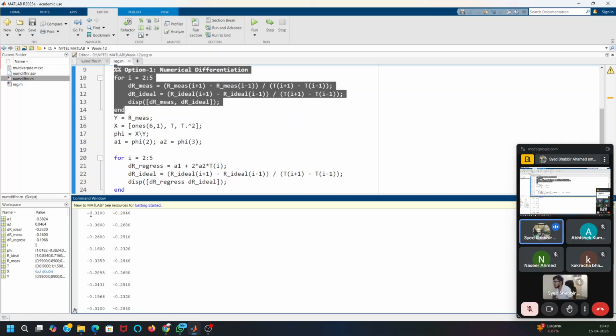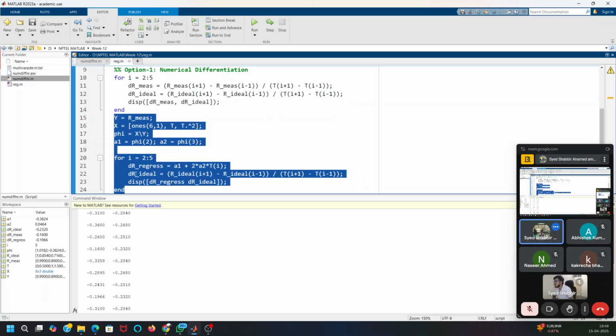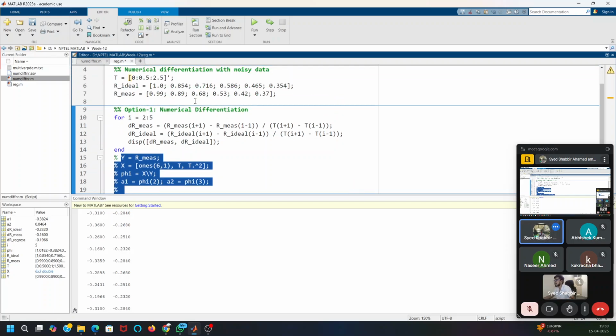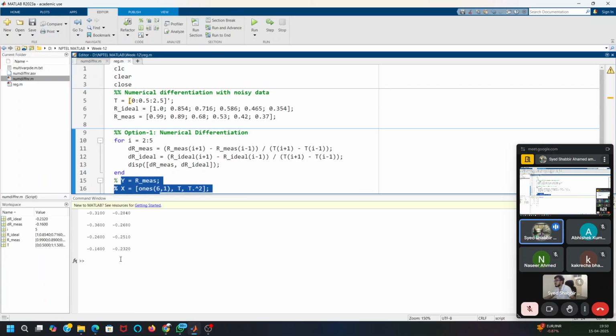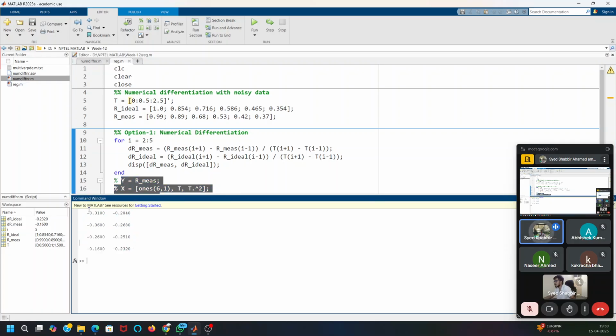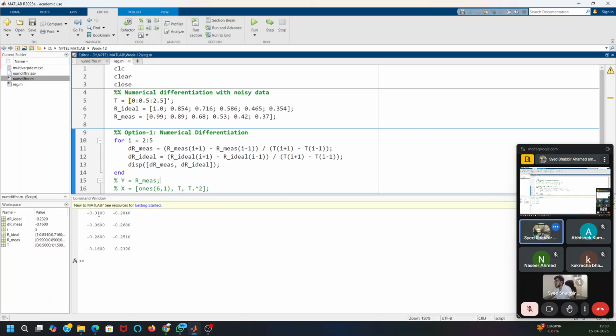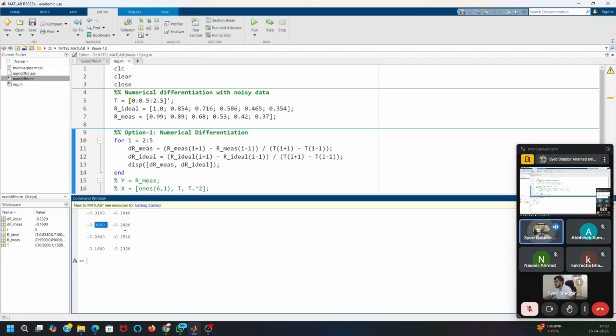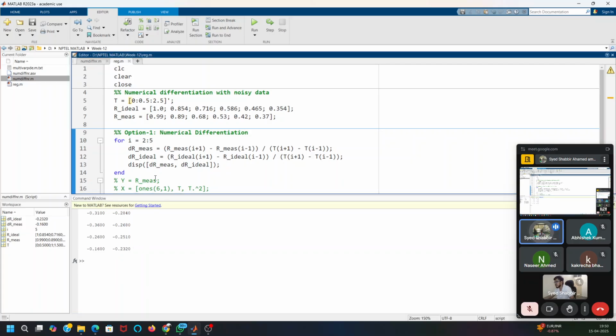So we'll just mute this and comment this. And then yeah, you can see the difference here. Numerical differentiation on the second value is very huge. The third value is fine, but here again it is very huge. So this is not very good.